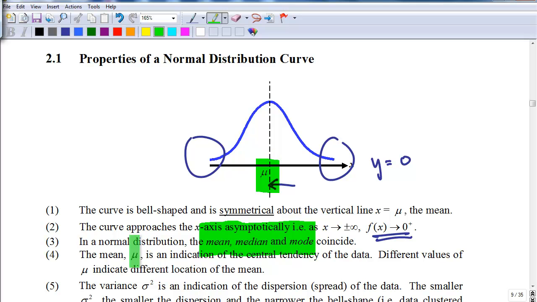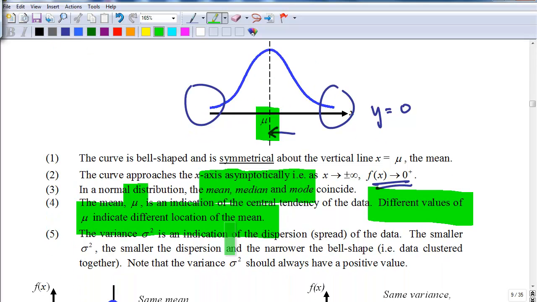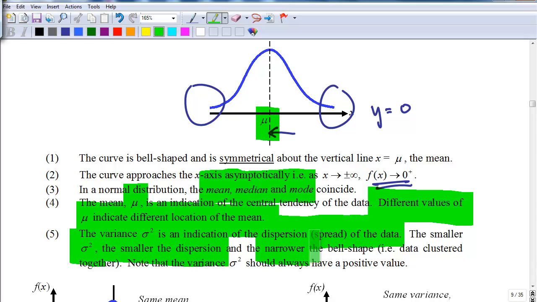Now, the mean, mu, is an indication of the central tendency of the data. What this means is mu is some kind of indicator to tell people what the data is likely to be. So different values of mu indicate different locations of the mean. The variance, on the other hand, is an indication of the dispersion, or the spread, of the data. The smaller the sigma square, the smaller the dispersion, and the narrower the bell shape. Note that sigma square can never be negative. It's always the square of a number.